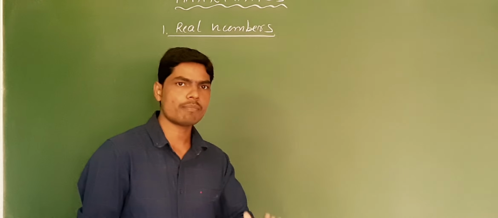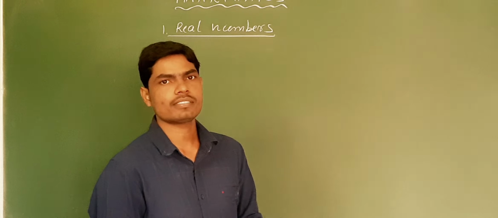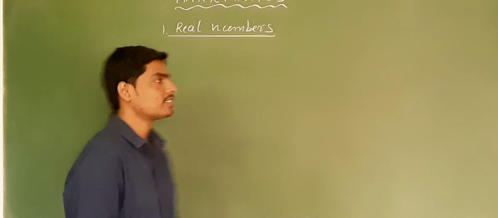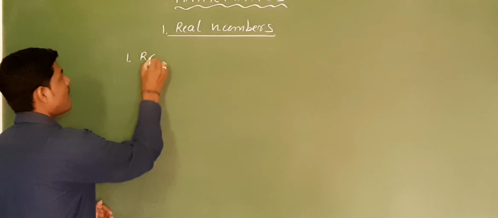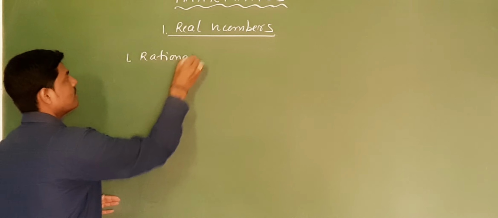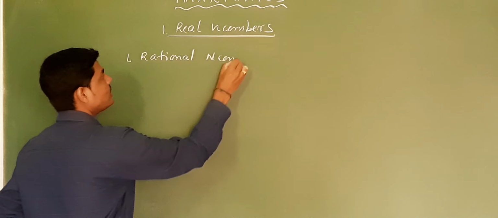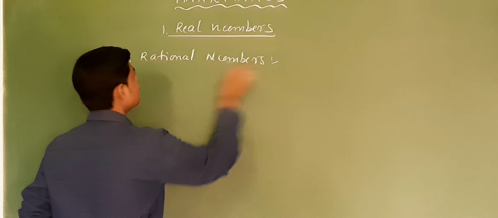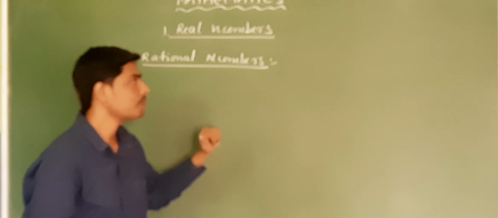Real numbers is a combination of rational numbers and irrational numbers. That is called real numbers. In that, the first type of numbers are rational numbers. First, we learn about rational numbers somewhat briefly.